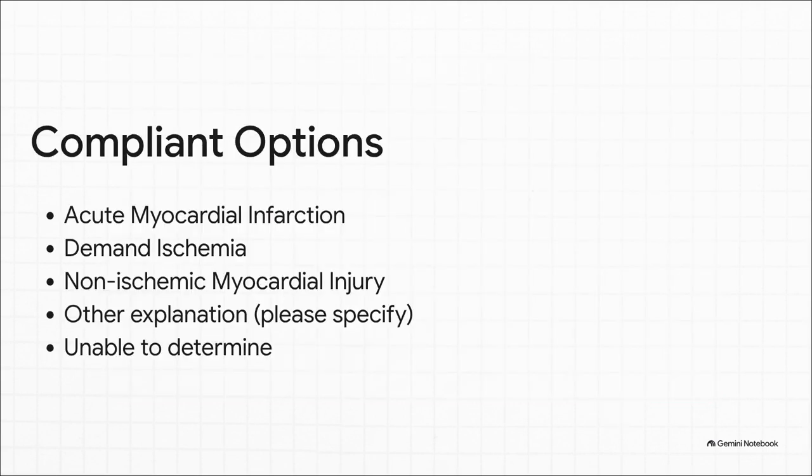When it comes to your multiple choice options, they have to be comprehensive, and they absolutely must include other and unable to determine. By offering options like acute myocardial infarction, demand ischemia, and non-ischemic myocardial injury side by side, you allow the physician to pinpoint the exact pathology. Did necrosis occur due to that severe supply/demand mismatch, making it a type 2 MI? Is it just acute demand ischemia with ischemic chest pain but no infarction? Or is it a non-ischemic myocardial injury, maybe from sepsis or acute heart failure? The choice has to remain entirely in the physician's hands.